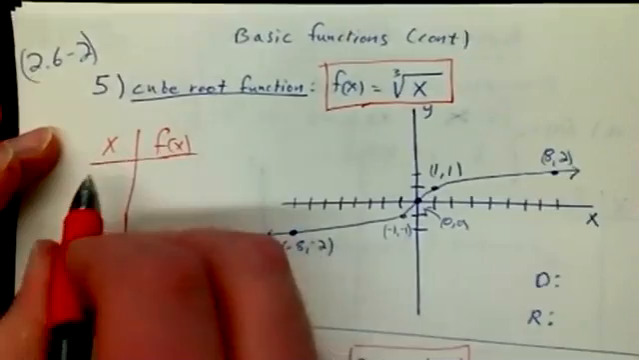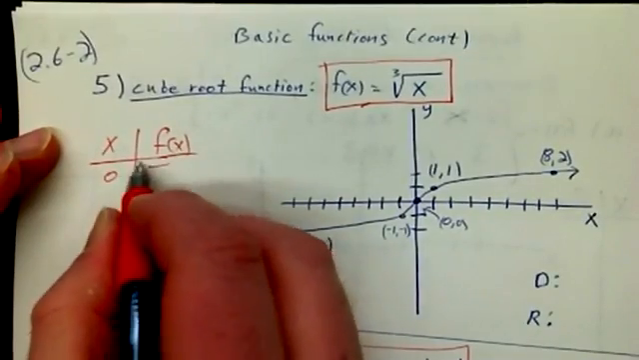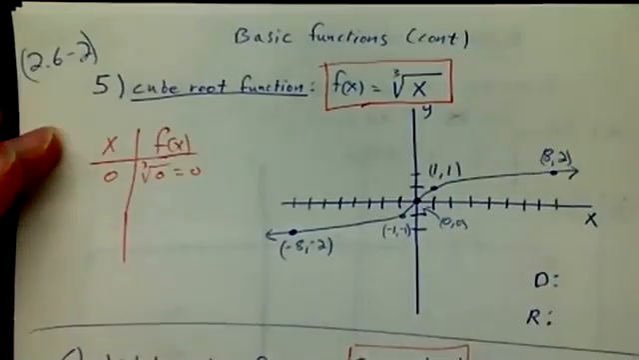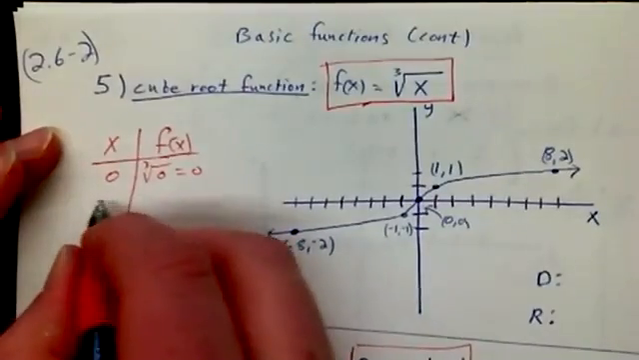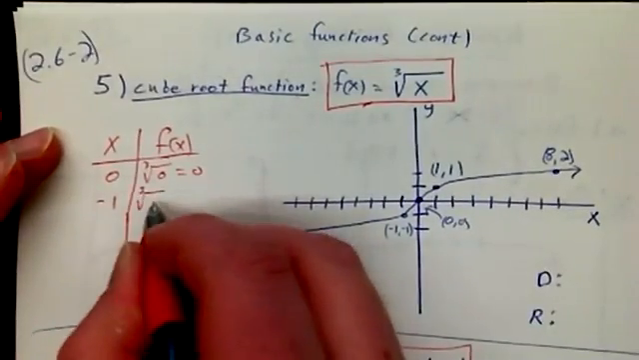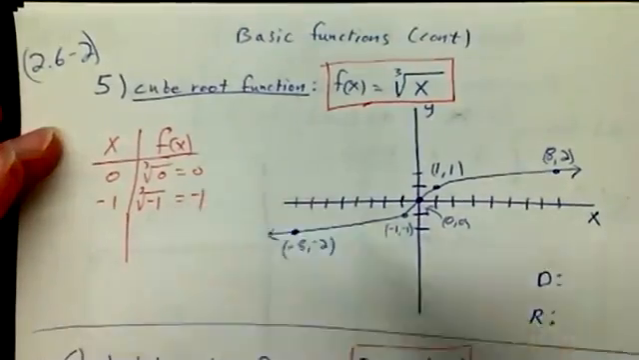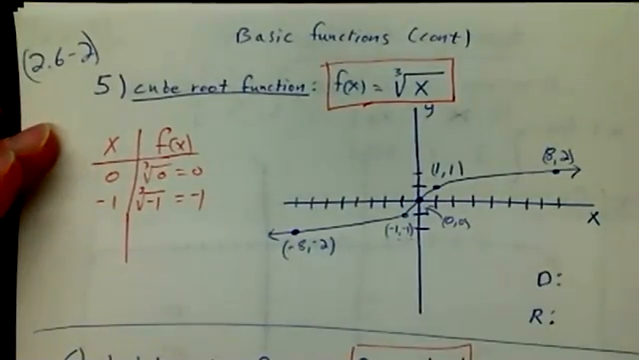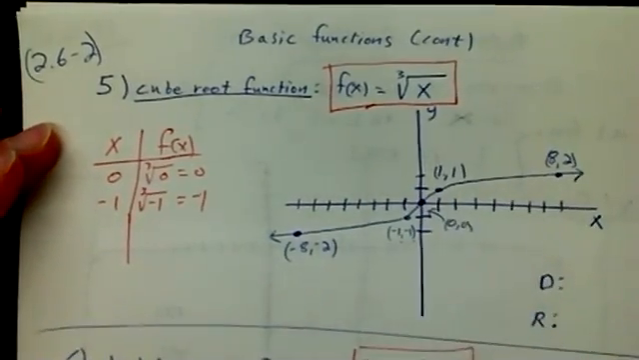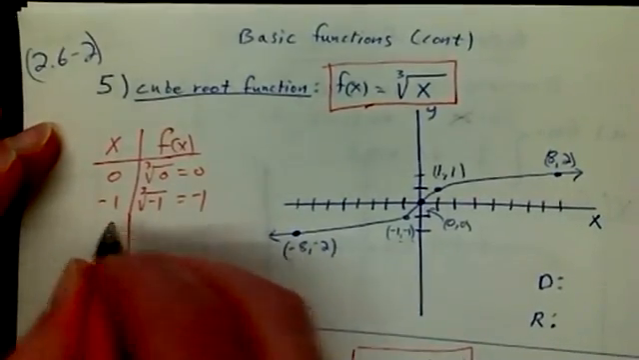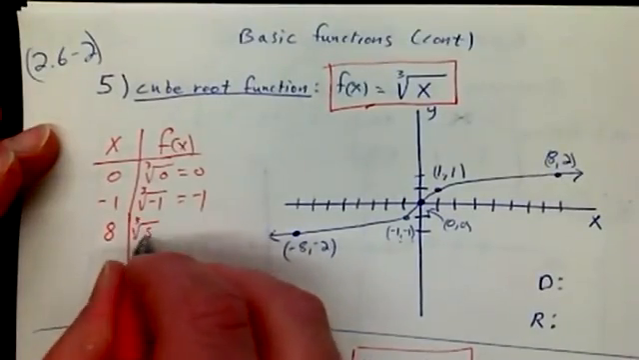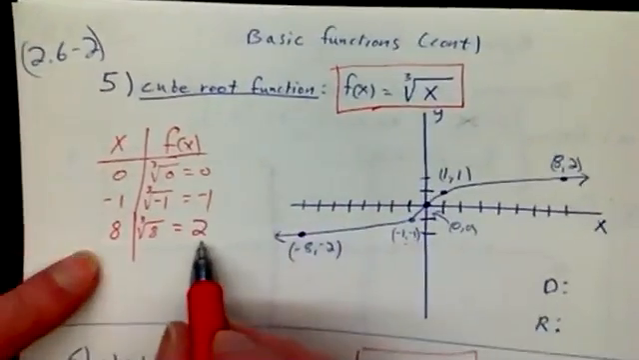I don't think it's hard to see if we take 0, we have cubed root of 0 is 0, hence the 0, 0 here. If I were to take something like -1, we can do the cubed root of -1, and that's -1. -1, -1. Same thing with 1. Next, if I take an 8, I want the cubed root of 8. That's going to be 2.